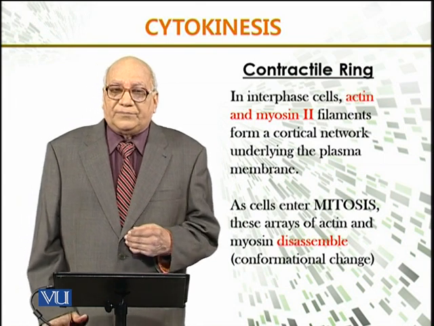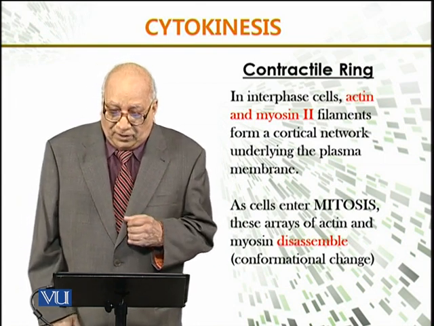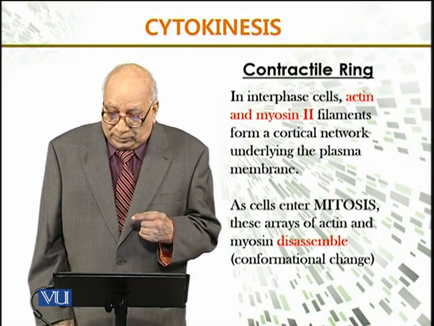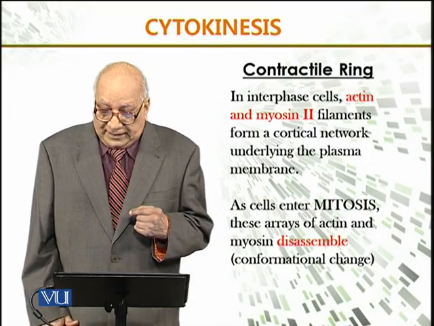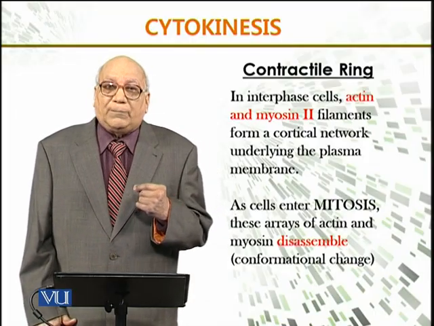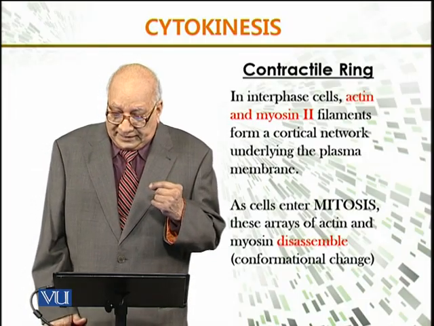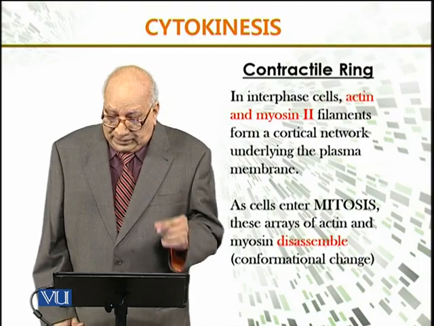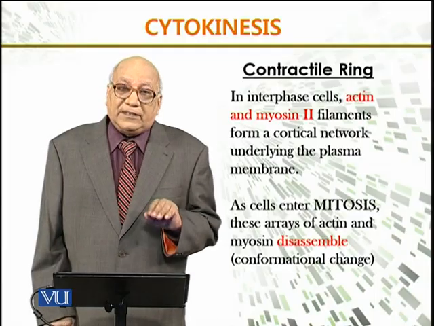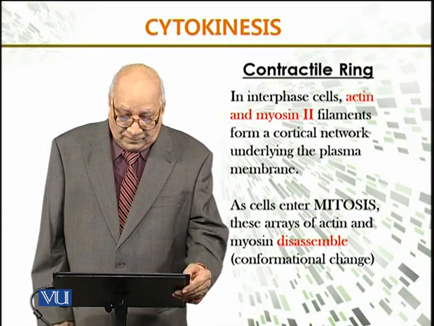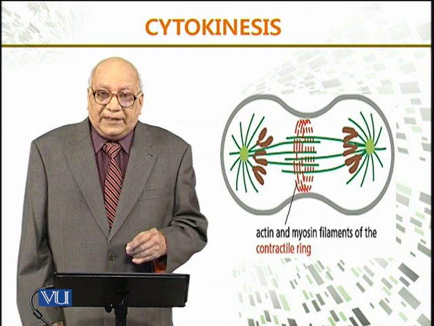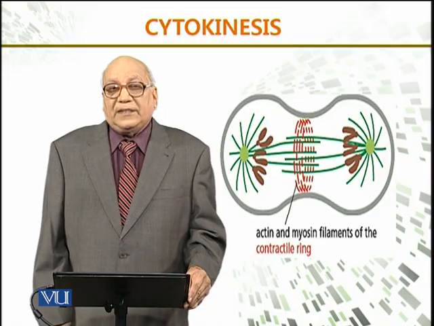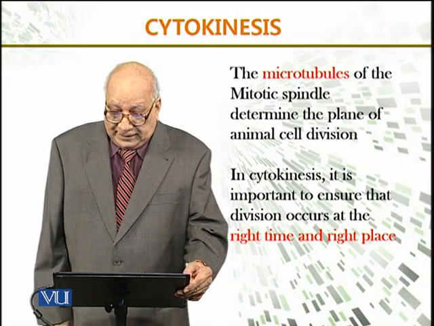In this process, a contractile ring is formed, and in interphase cells, actin and myosin II, that is the proteins, their filaments form a contractile network underlying the plasma membrane. As cells enter mitosis, these arrays of actin and myosin disassemble, that is, they undergo conformational changes, just as shown in this cartoon, where the actin and myosin filaments of the contracting ring, these are the red ones, are appearing.